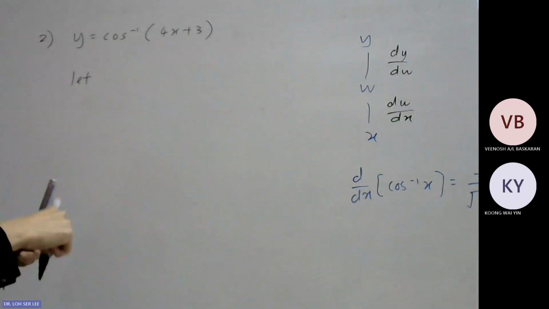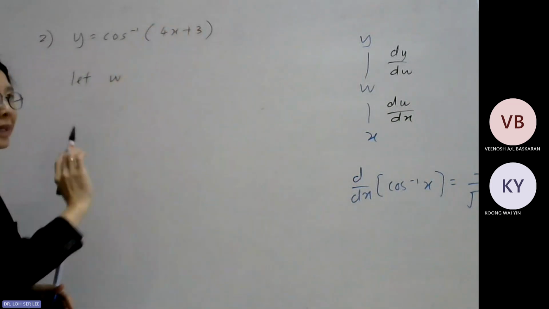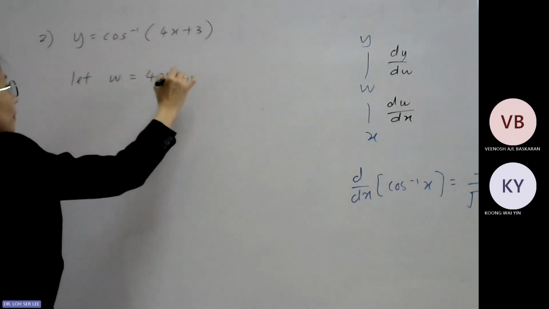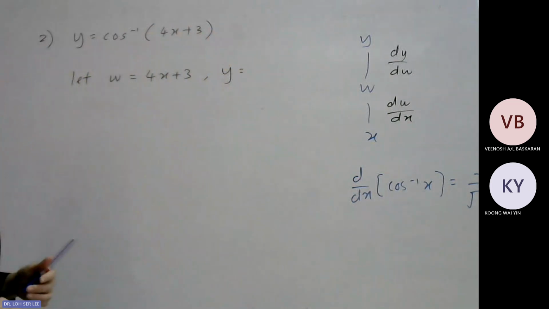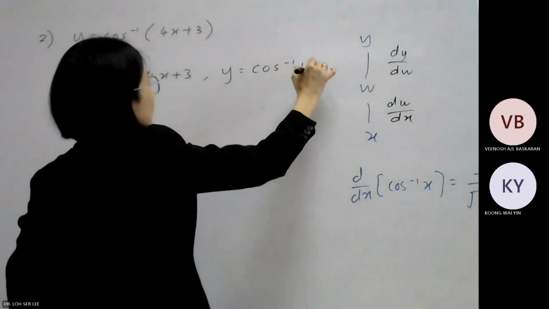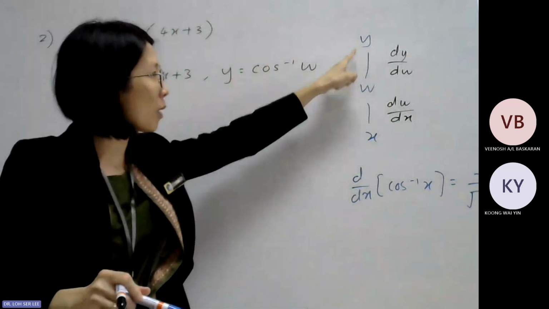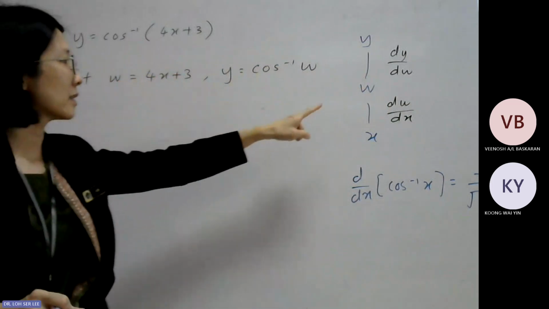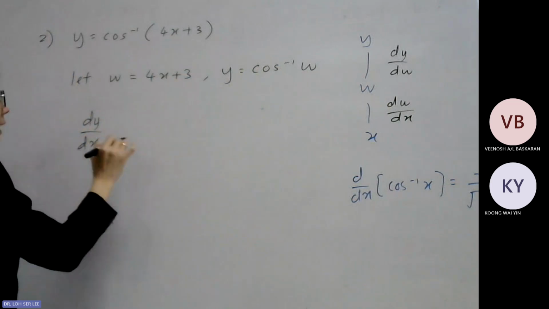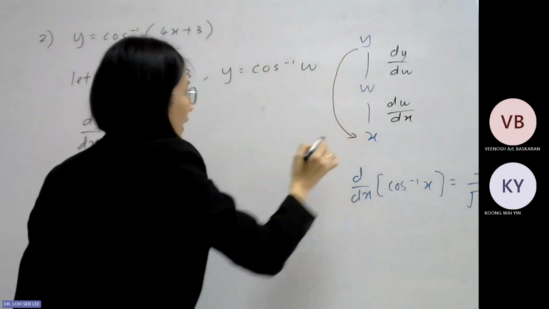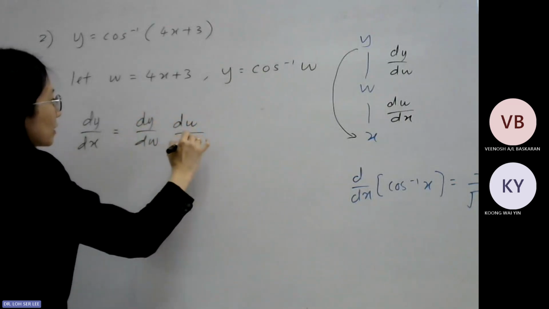Now we let w be the function in the bracket. When this is w, then our y will be arccos w. So your y has w, and w is a function in x. So your dy dx will be dy dw times dw dx.